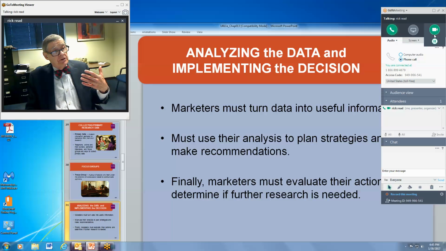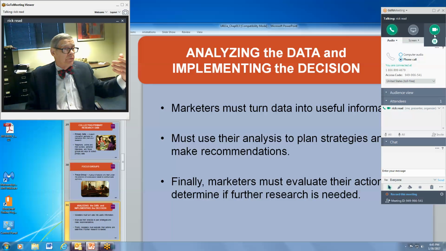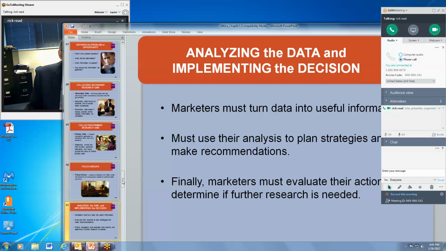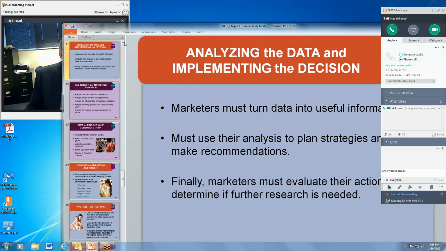So now you've gathered this data and you have to turn it into useful information. And once you've done that, you have to analyze it. Then you're going to plan your strategy, make recommendations, and then finally, like any decision, you're going to have to evaluate what you've done and possibly follow up.